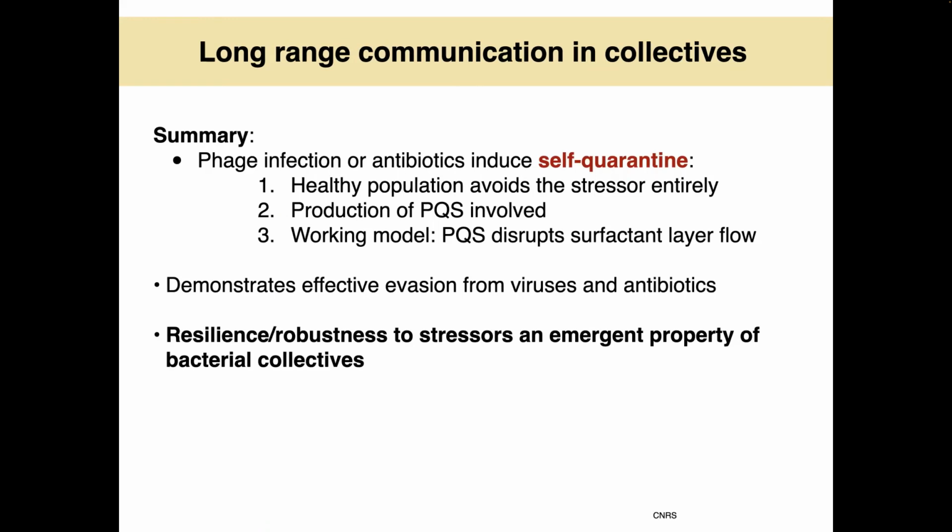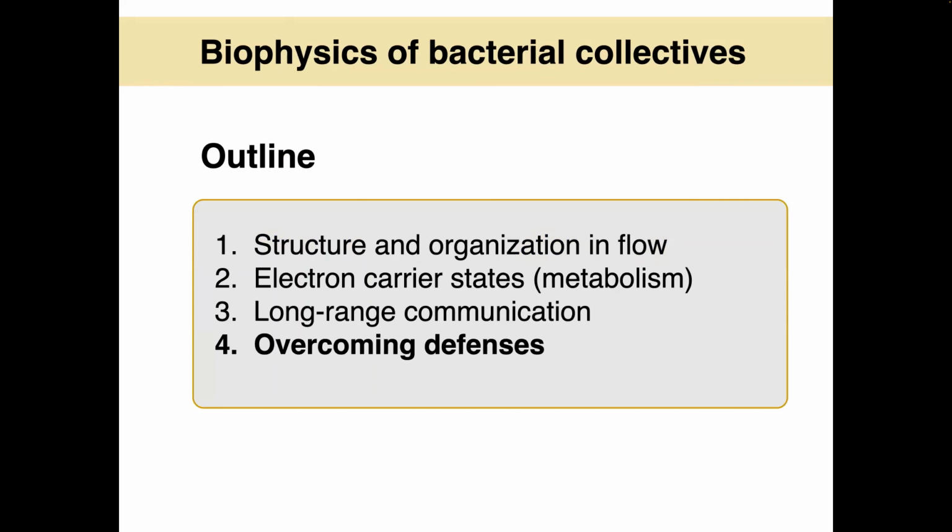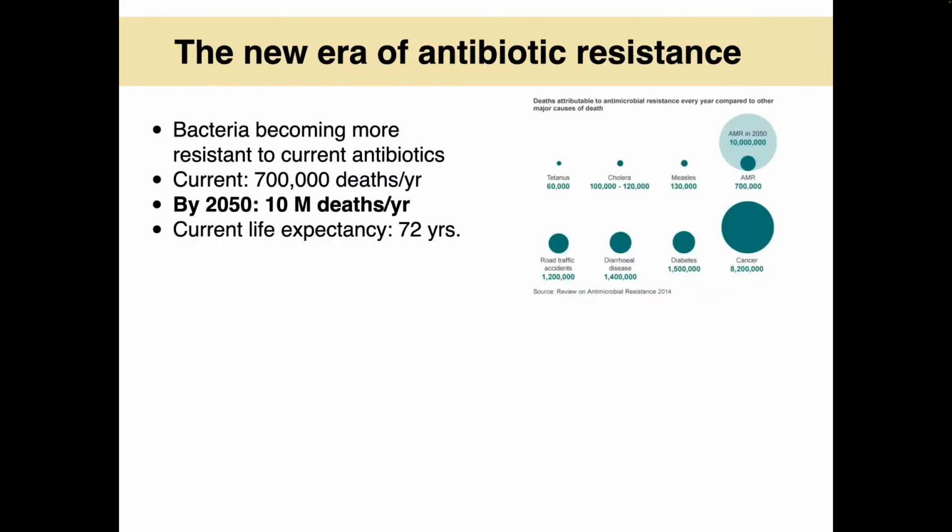Okay, and so what we found was that phage infection or antibiotics also do this. So it was a general stress pathway. It induces a self-quarantine, so the infected or the stressed population would quarantine from the rest of the population. This involved this molecule called PQS, and the healthy population avoids the stressor entirely. This really demonstrated effective evasion of bacteria from viruses. And it is another demonstration that when the bacteria act as a collective, it gives rise to this robustness or resilience function.